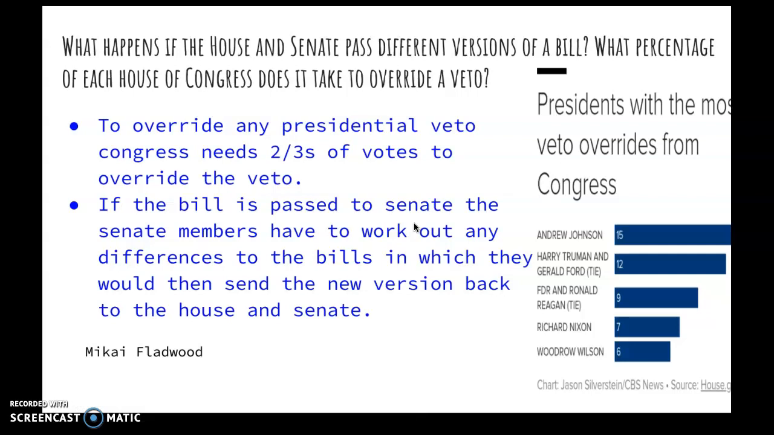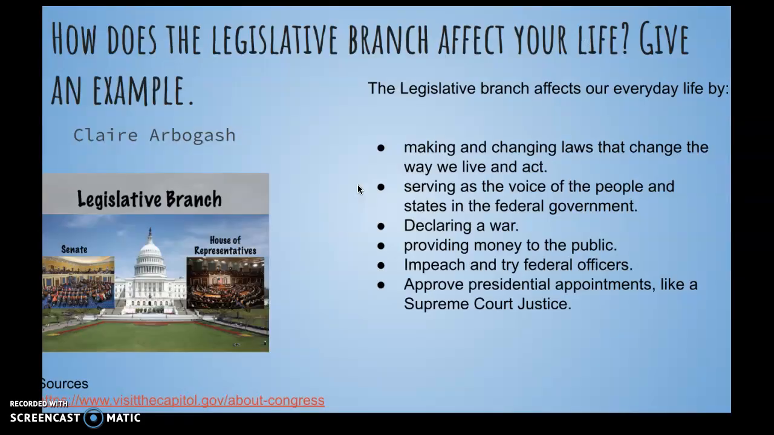The House and the Senate sometimes pass different versions of the same bill. So they're trying to pass the same law, but it comes out looking a little bit different. It will then go to a special committee that will try to iron out the differences and bring that back before both of the houses in order to vote again on the adjusted bill. And that happens occasionally.